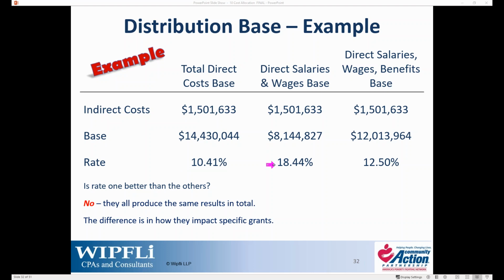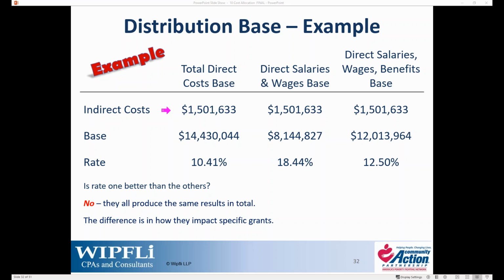Now, if I change my base to salaries and wages, so I'm only looking at salaries and wages, my rate becomes 18.44%. If I use salaries and fringe, then my rate becomes 12.5%. If you apply these rates times the base, you will always get your indirect costs. So you're not receiving more than what your pool is.